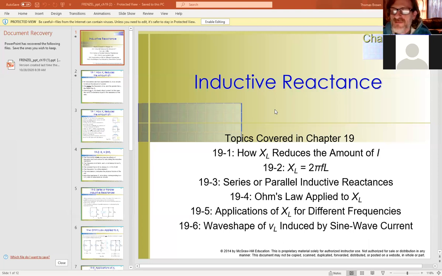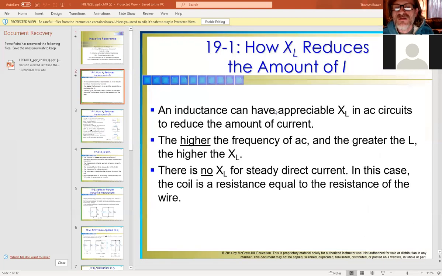We'll be looking at series or parallel inductive reactance, how Ohm's law applies with X of L, applications with frequencies in X of L, what kind of reactances we can expect, and even a type of wave shaping from AC sources. Whether we're having that lead-lag effect and whatnot, we'll get into that here. Let me go to the next slide.